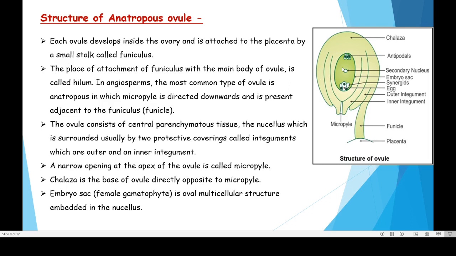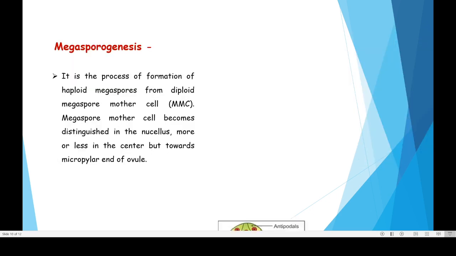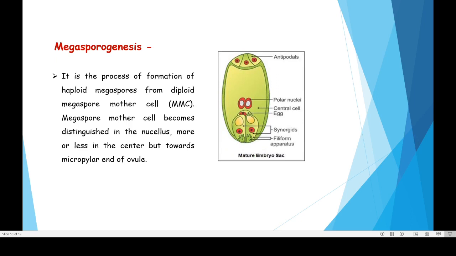So now the megaspore formation has taken place. It is the process of formation of haploid megaspore from a diploid megaspore mother cell, and this process is known as megasporogenesis, or the development of the female gametophyte.